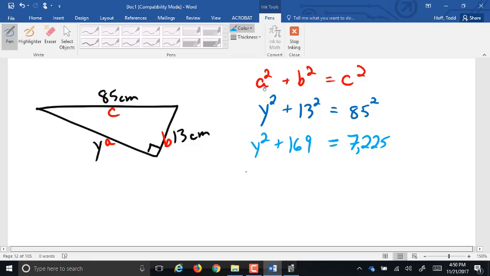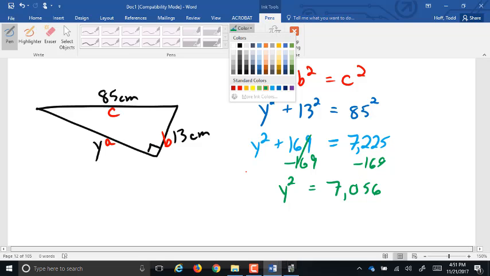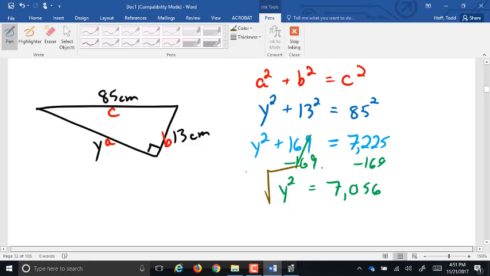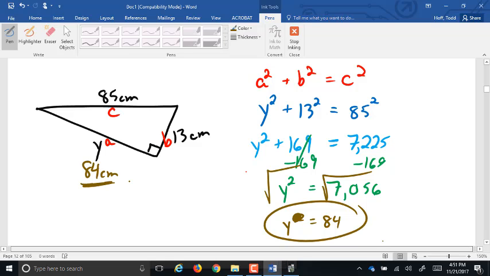Then what do we have to do? Perfect. We subtract 169. So y squared equals 7,056. Very good. The last step to solve this is to square root. Square root of 7,056 is 84. Oops, so y squared is just y equals 84, not y squared. So 84 centimeters.